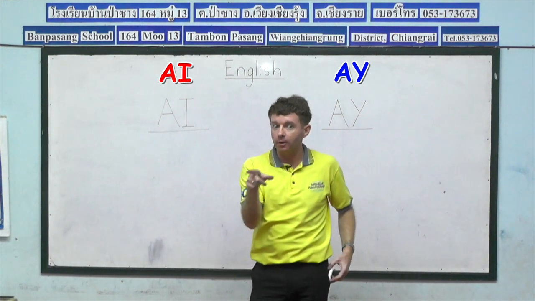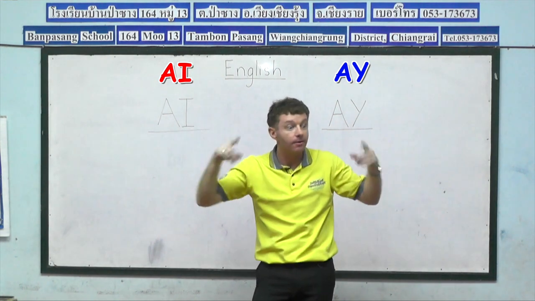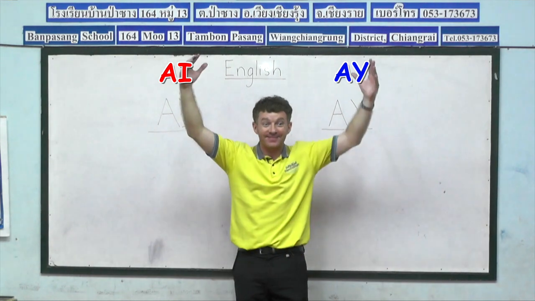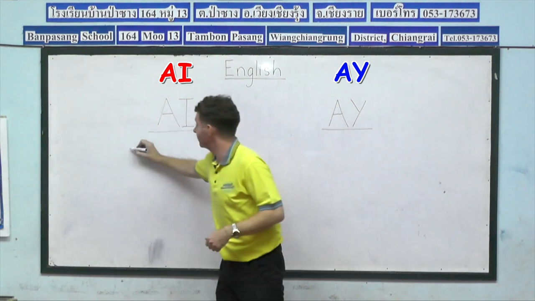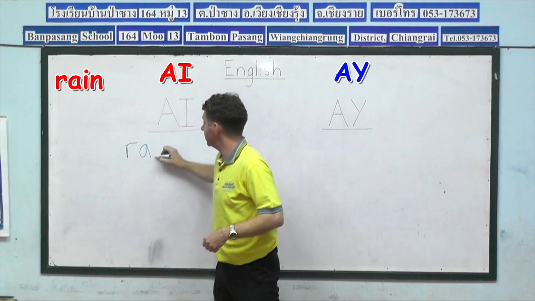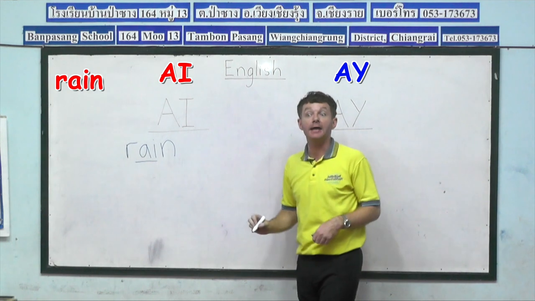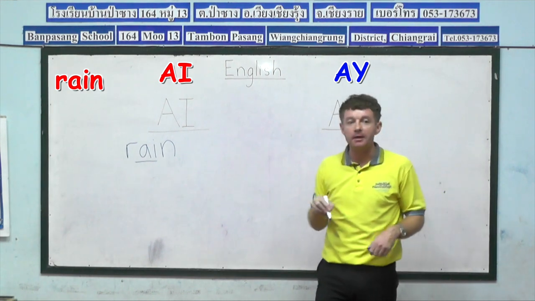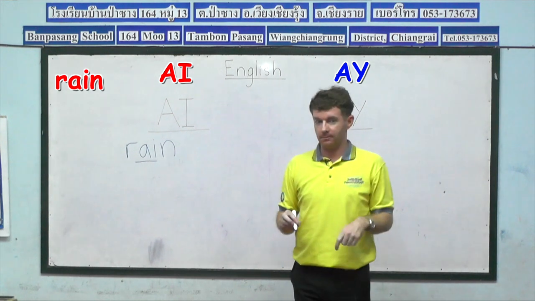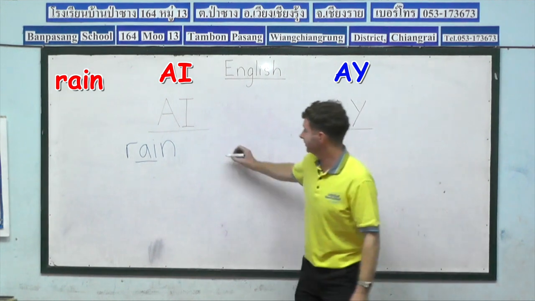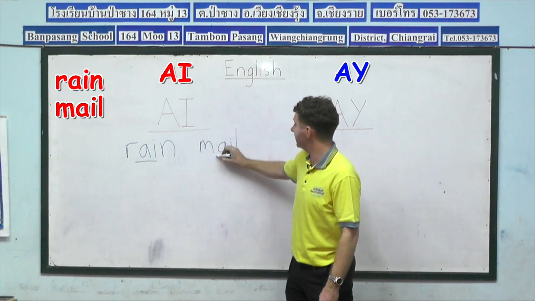I'll give you a clue. Sometimes it's wet and it falls from the sky. Not rain, wet and falls from the sky, rain. Rain, we have R, A, I, N. A-I, rain. Now, anybody think of any other words? When we send something in the post, we call mail. Mail. M-A-I-L.